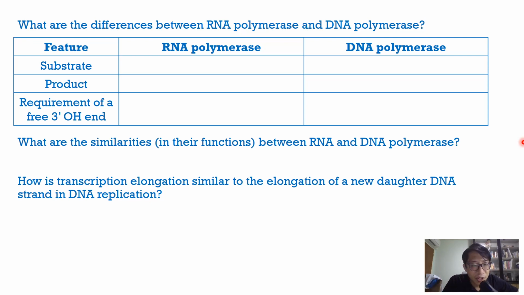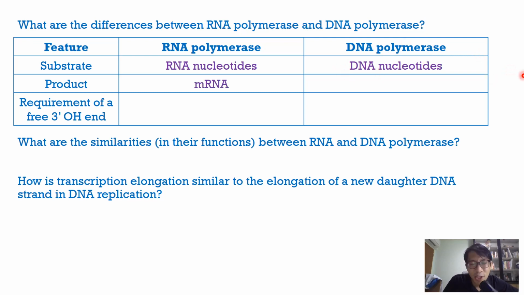If you are done, I'm going to go through the answers with you. For the function of the two enzymes, RNA polymerase for transcription and DNA polymerase for DNA replication, they have different substrates. The substrates here refer to the raw materials to build the newly synthesized nucleotide strand. RNA polymerase synthesizes an mRNA sequence, so obviously the substrate would be RNA nucleotides. DNA polymerase synthesizes a daughter DNA strand, so obviously the substrate would be DNA nucleotides.